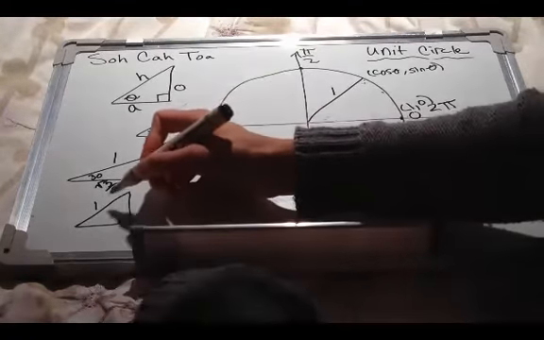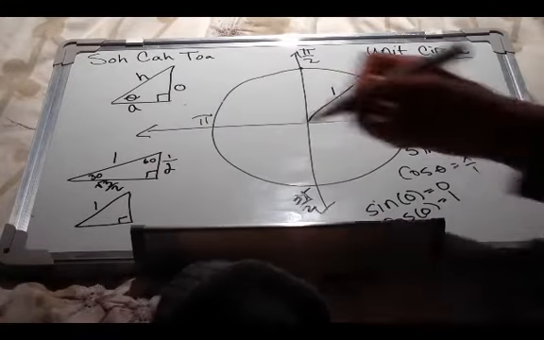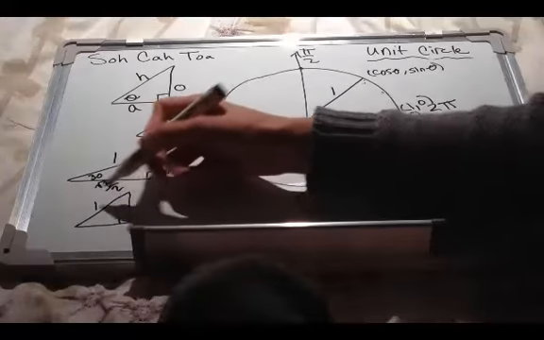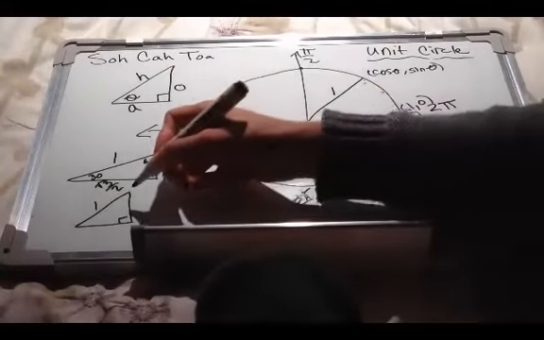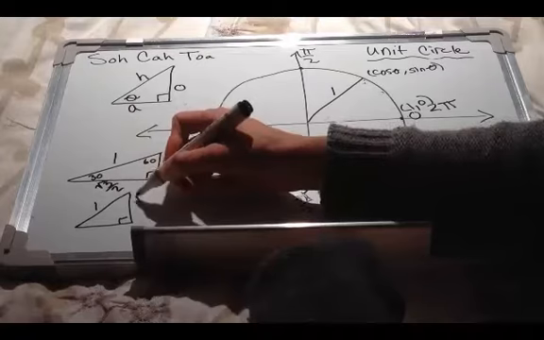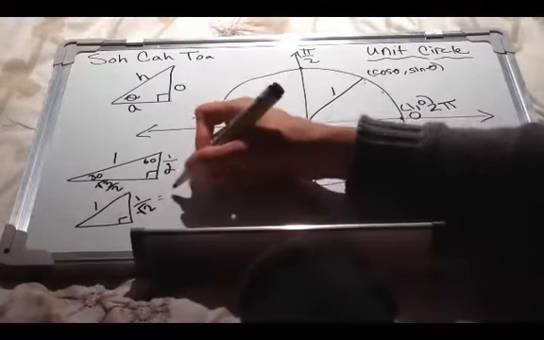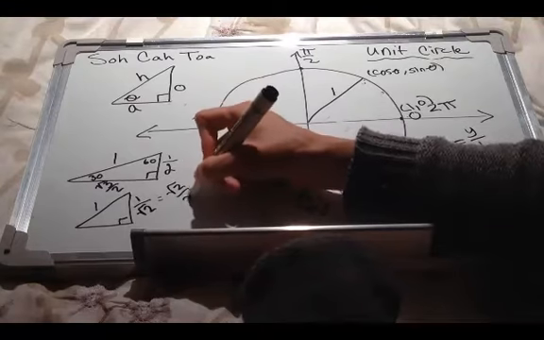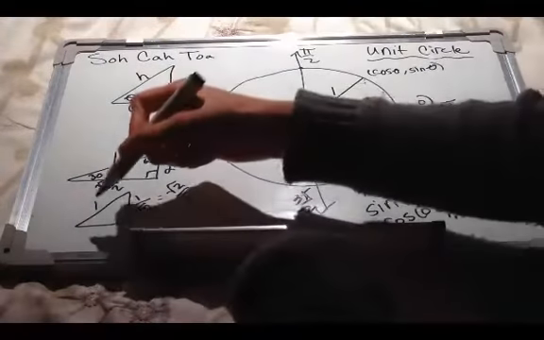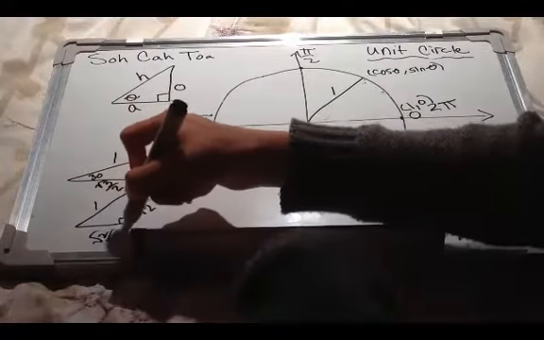And the same goes here with my 45, 45, 90. We know the relationship is x root 2. So this side is going to be 1 divided by root 2, or if I rationalize that denominator, root 2 over 2, and the same thing for this side, root 2 over 2.